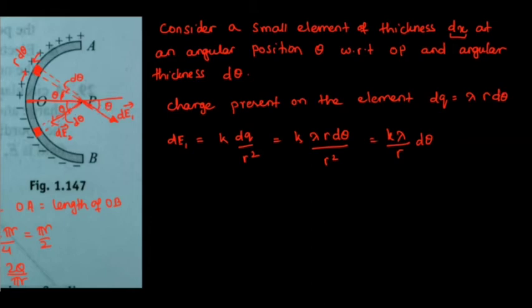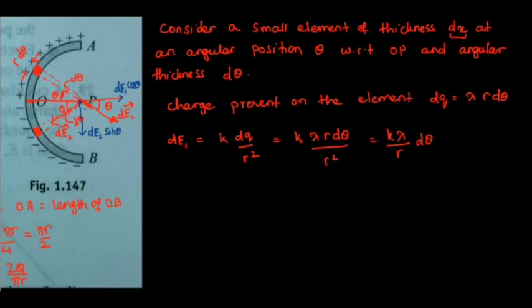Now let me resolve the vectors. If I resolve the dE1 vector, I will get dE1 cos theta towards right and dE1 sin theta in the vertically downward direction.